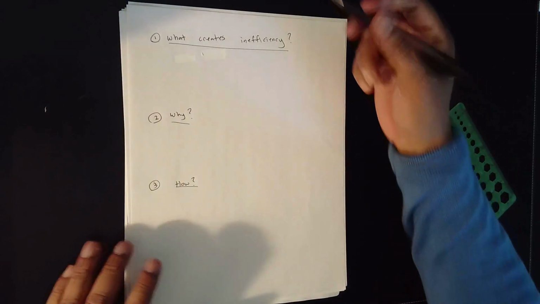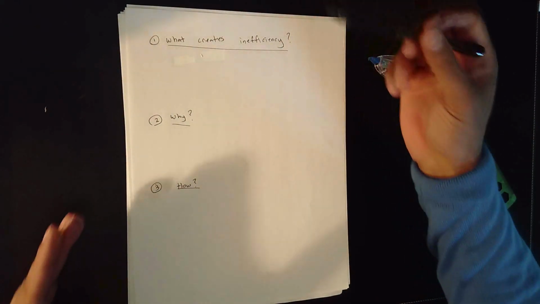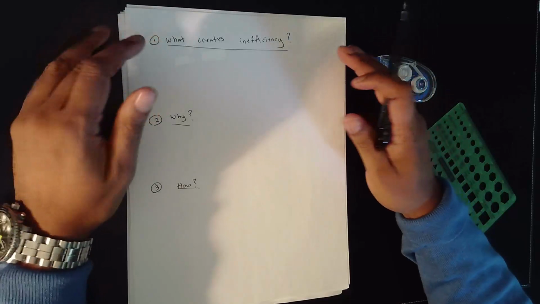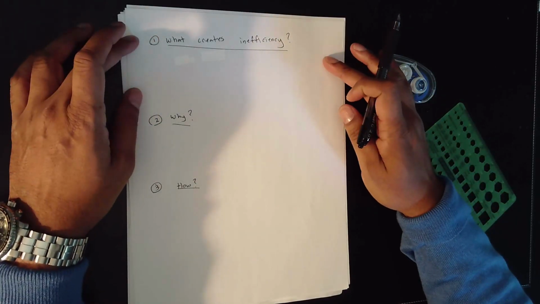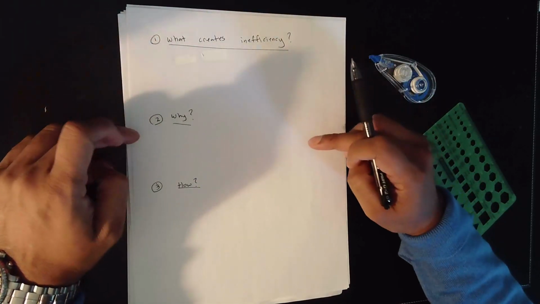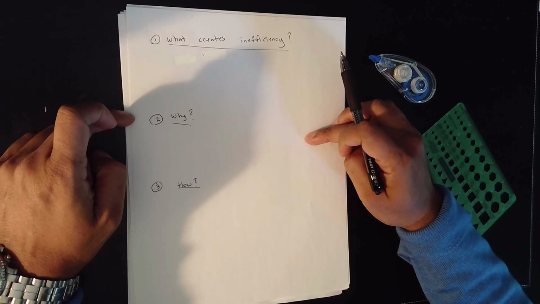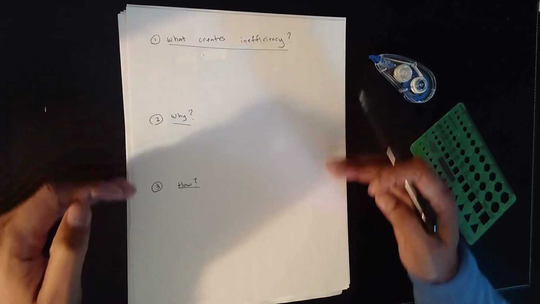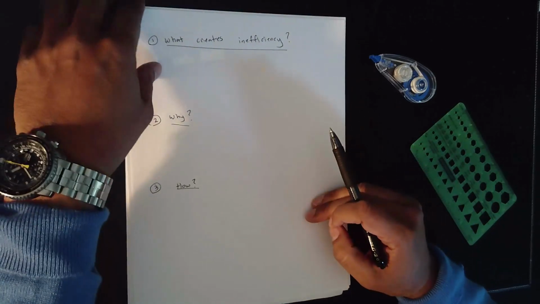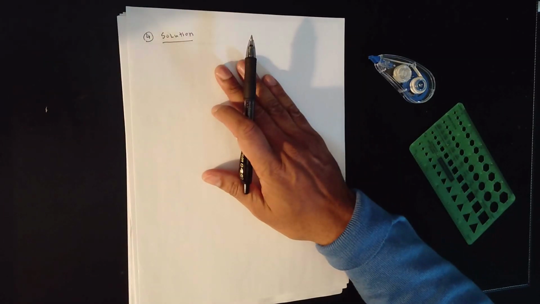In this video, we're going to talk about inductors and how they affect the circuit. So we're going to answer 4 questions. Number 1, what creates inefficiency? Why is that inefficiency created? How is it created? And also your solution for the inefficiency. So this is in 4 parts.